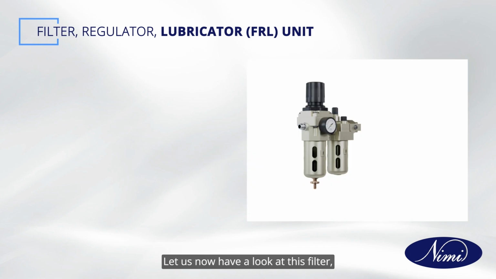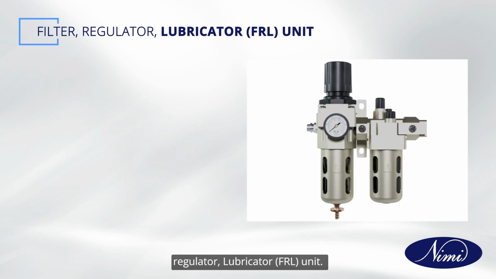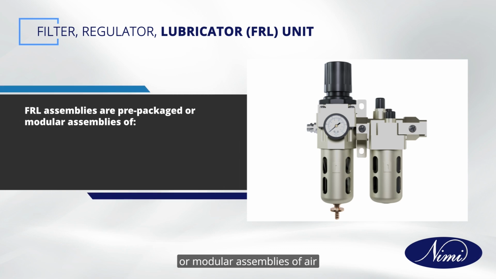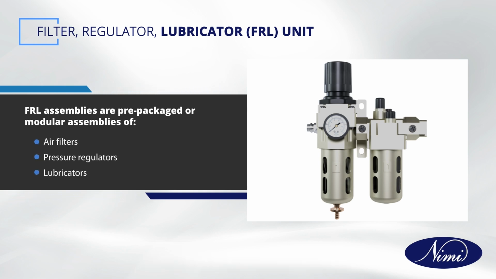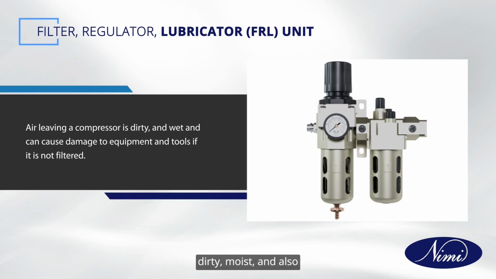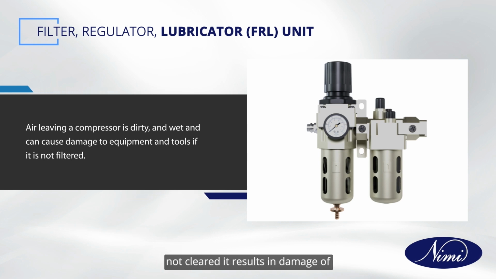Let us now have a look at the filter, regulator, lubricator, FRL unit. FRL assemblies are pre-packaged or modular assemblies of air filters, pressure regulators and lubricators. Air leaving from a compressor can be dirty, moist and also with some other foreign impurities, having huge pressure variations. If these are not cleared, it results in damage of the entire pneumatic system.